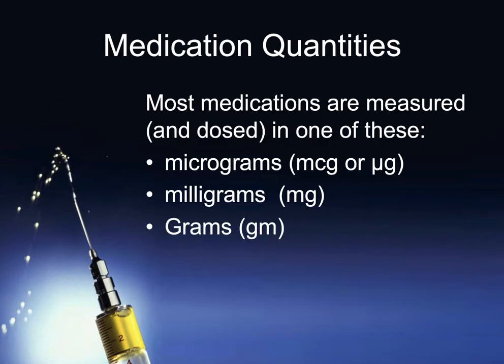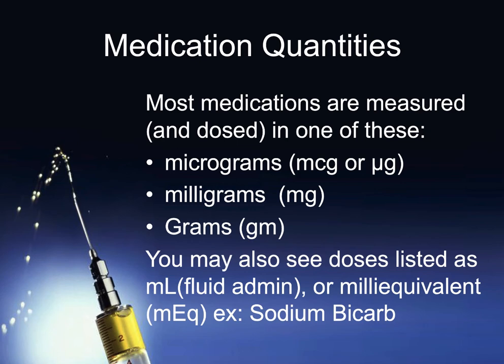Most medications, as I mentioned, are going to be measured, and dosages are going to be listed in micrograms, milligrams, or grams. One exception that you'll see in emergency medicine is sodium bicarb, which is measured in milliequivalents, and we won't get into the chemical explanation for what that measurement means. But the vast majority of emergency medicines are going to be micrograms, milligrams, or grams.